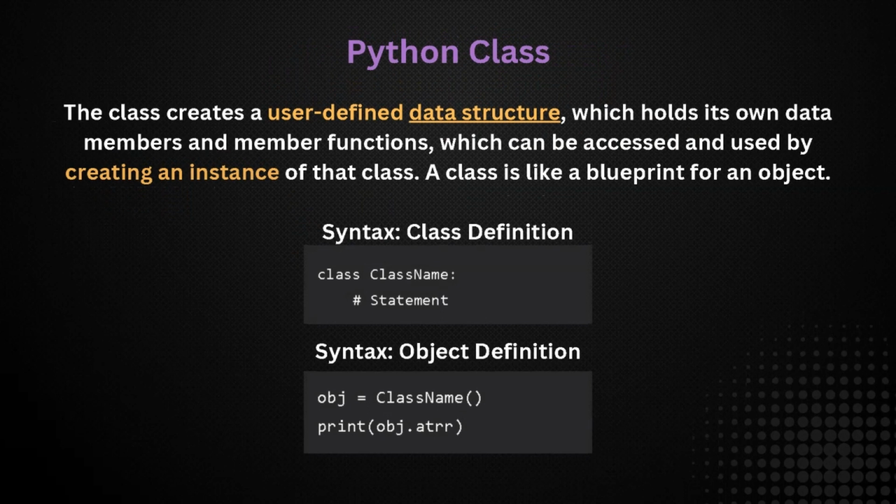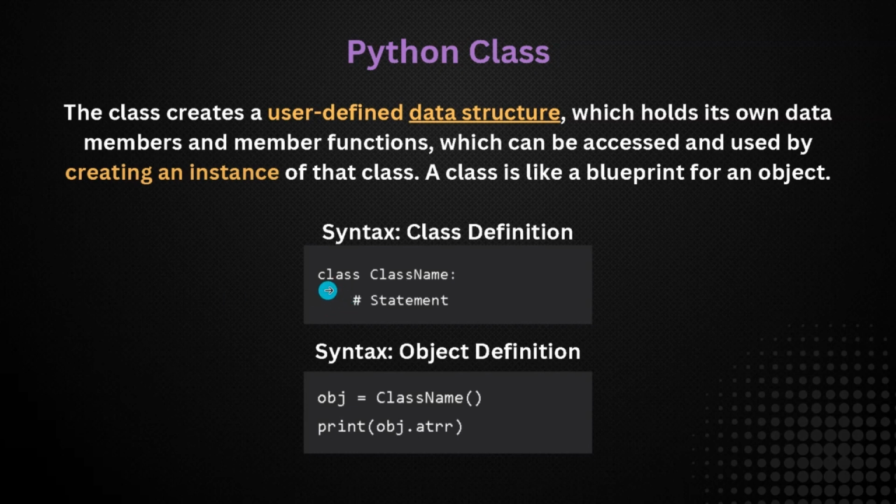So a class is actually a user-defined data structure. It holds its own members and functions, and it can be accessed and used by creating an instance of that class. So you cannot access the class itself because it's nothing but an idea or a blueprint. To use a function or member, you need to create an object, a real entity, and that is termed as an instance. So whenever I say instance, it means object. Both are the same, right?